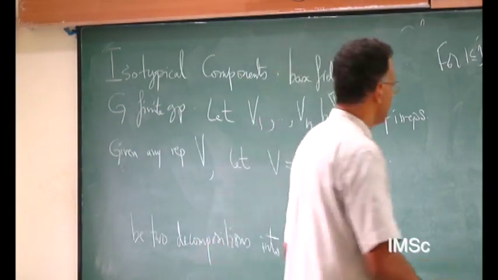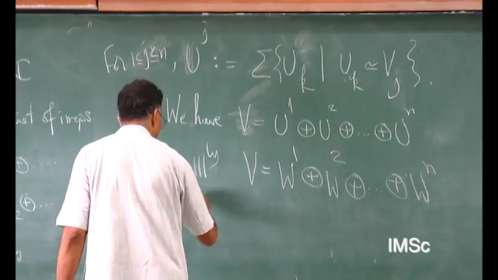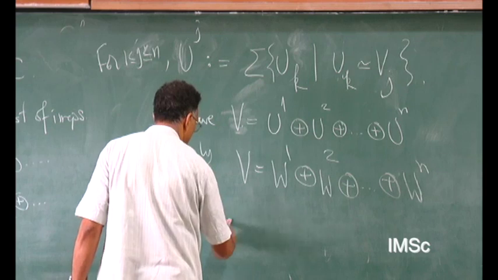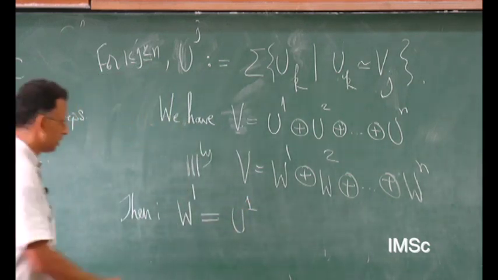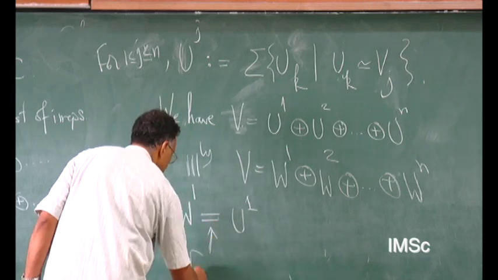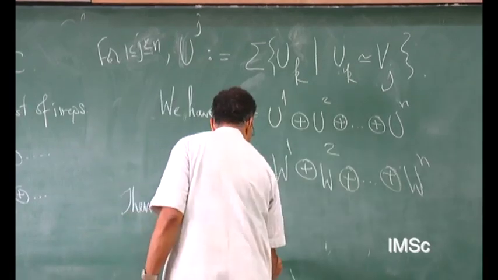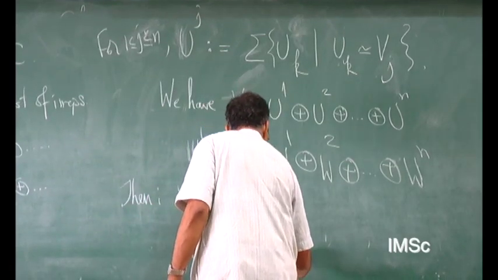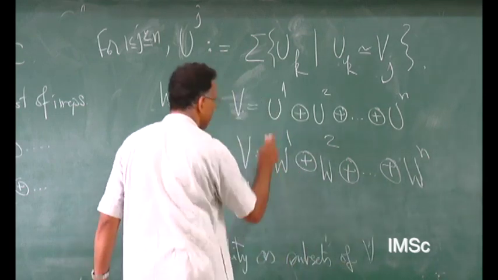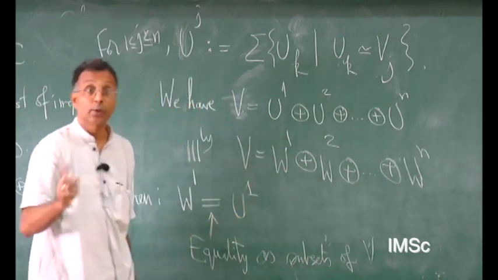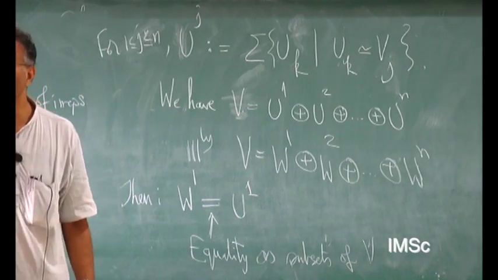Now, here is the claim. W1 equals U1, not isomorphic. This is equality, as subsets of V. This is a subset of V. This is a subset of V. This must be indeed the same subset, physically the same subset. It is not just isomorphism.